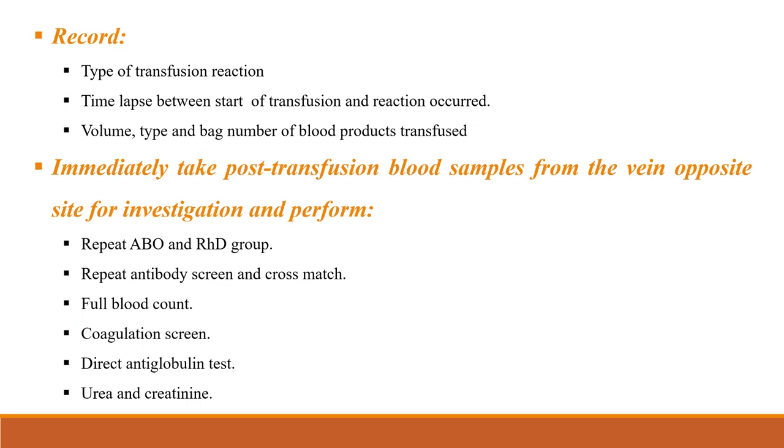You have to record the type of transfusion reaction, the time lapse between start of transfusion and the reaction, and the volume, type, and bag number of the blood product transfused. Immediately take a post-transfusion blood sample from the vein on the opposite side and perform repeat ABO and RhD group, repeat antibody screen and cross match, full blood count, coagulation screen, direct antiglobulin test, and urea and creatinine, because in such toxic results the kidney may be damaged. Urea and creatinine define how well the kidney functions. Okay, it's enough. Thank you very much.